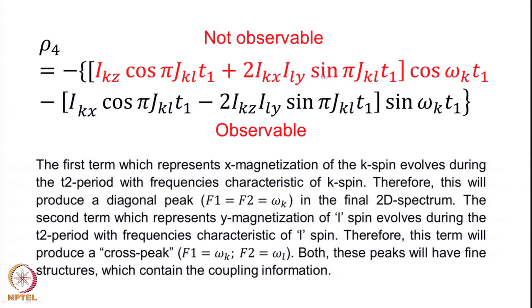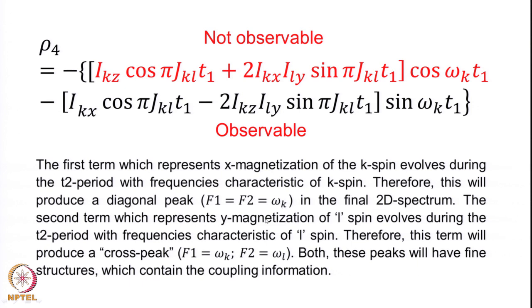Therefore, these two terms here we can ignore, because these ones do not lead to observable magnetization, and these ones actually lead to observable magnetization; both these are observable terms. Now, the first term, which represents x magnetization of the k spin, evolves during the T2 period with frequencies characteristic of k spin. So during the T2 period this evolves with the frequency omega k. In T1 also we have omega k, in T2 also it will be omega k. Therefore, this will produce the so-called diagonal peak, which I mentioned to you earlier, f1 is equal to f2 is equal to omega k in the final 2D spectrum.